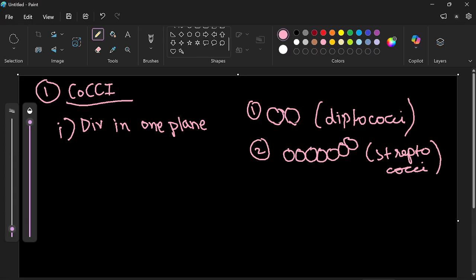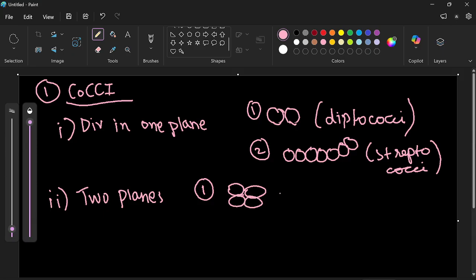Okay, so the next arrangement is possible with division in two planes, and one of them is the tetrad. Tetrad is basically divided in two planes, and it remains in groups of four, and they are called the tetrads, as tetra means four.